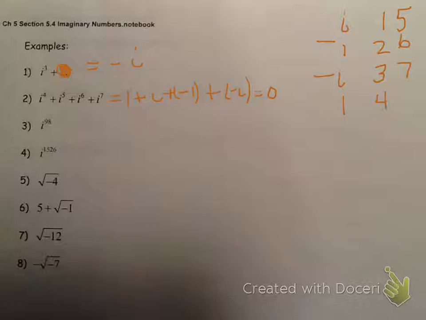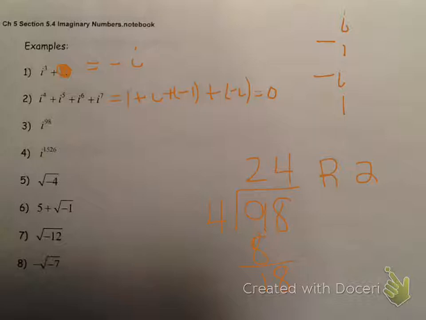Now let's look at i to the 98th power. You can count through 5, 6, 7, 8, 9, 10, 11, 12, etc. and keep going. But the easier way is just to think about that it repeats every 4 times. So if we took 98 and divided it by 4, we would get a remainder of 2.